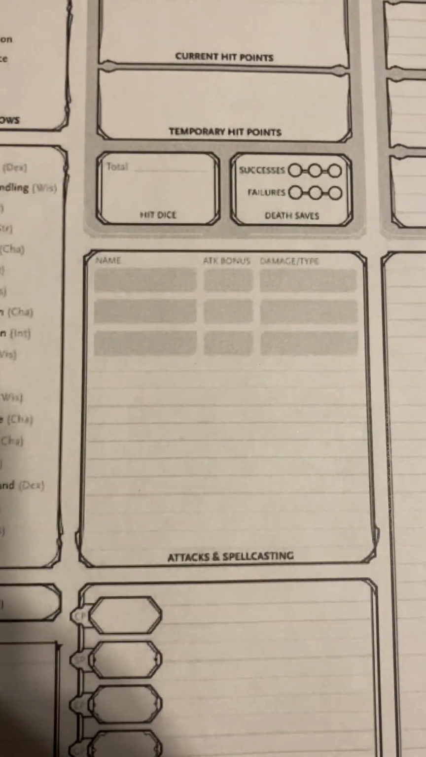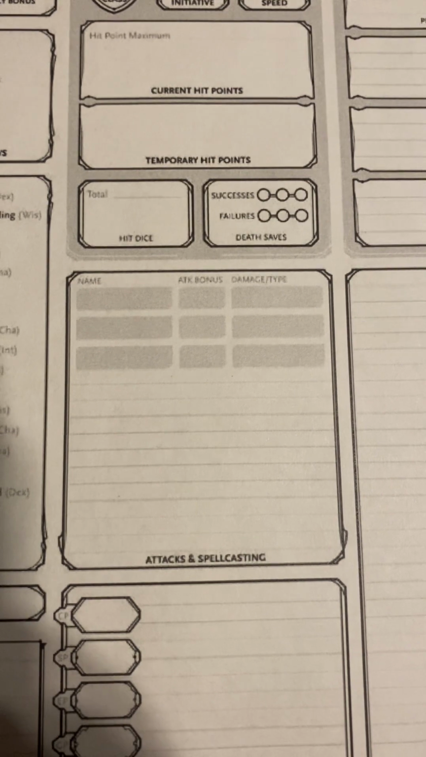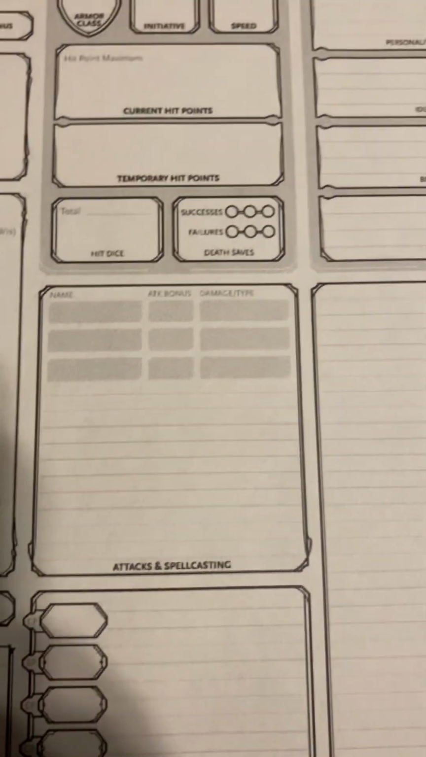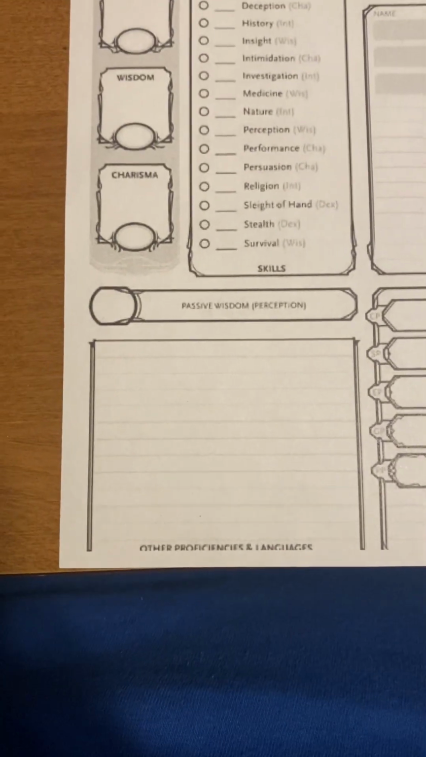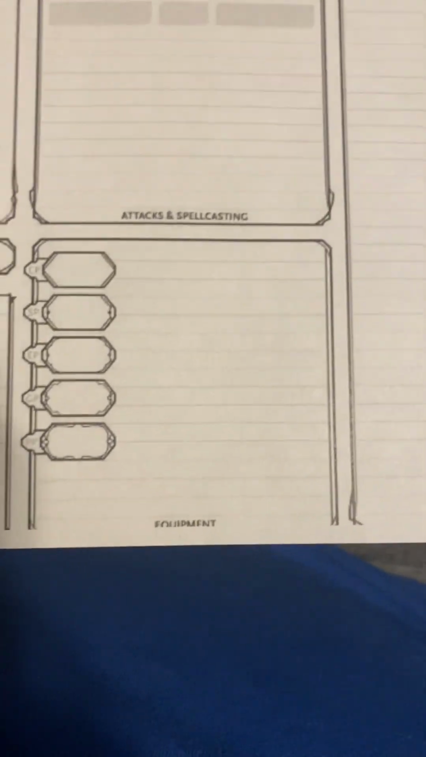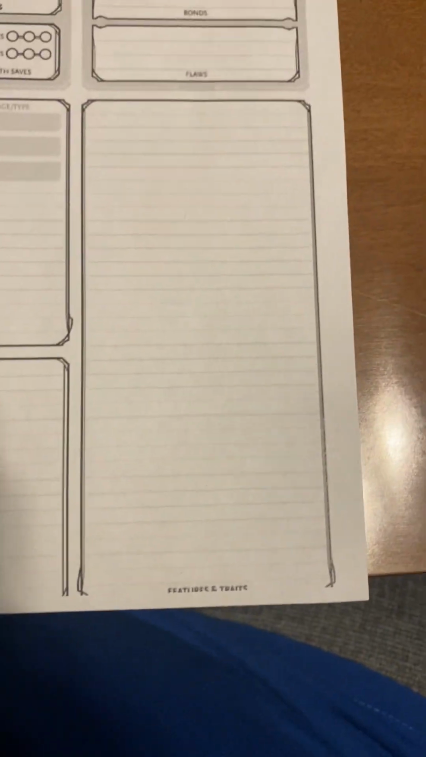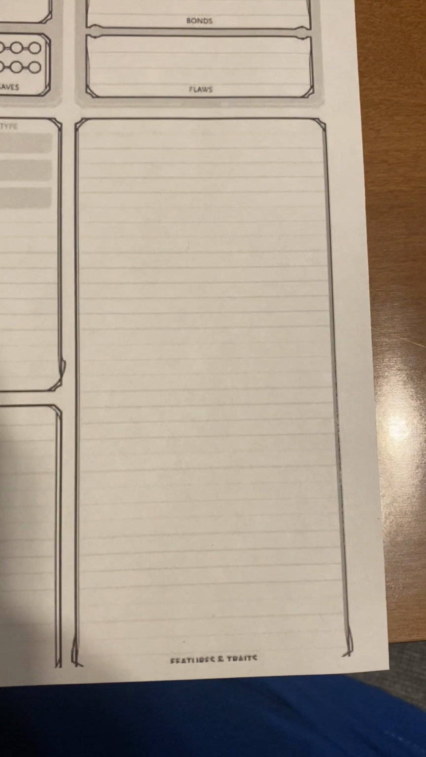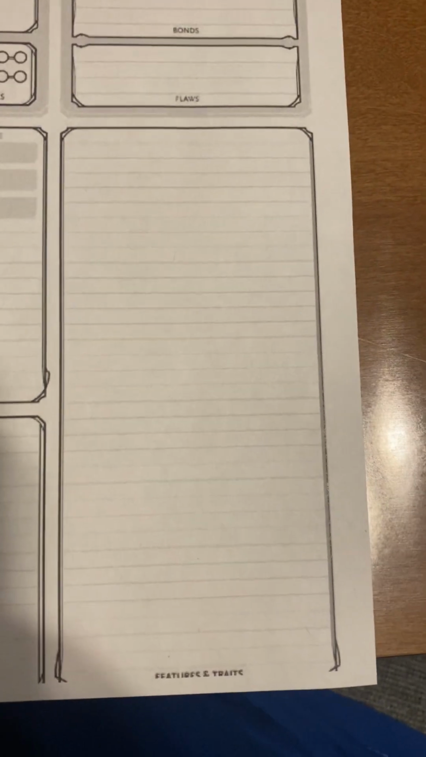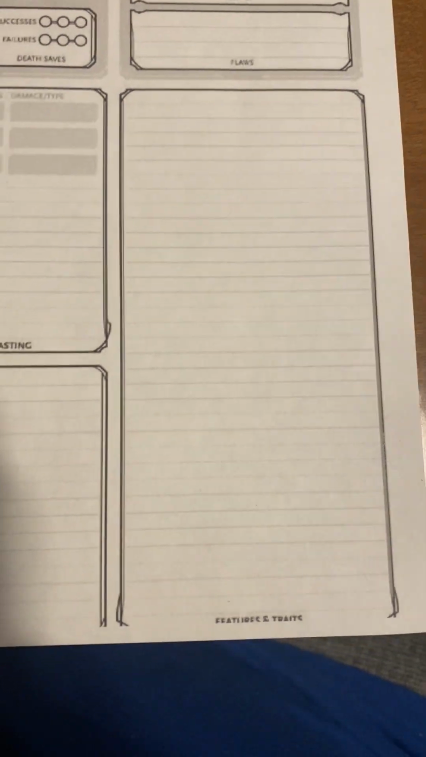Over here is where you'll put your weapons and spells, spellcasting abilities. Over here you'll put what you're proficient in or what you're trained in. Here you'll put your equipment, and here is where you put your special features that you get from your class and race. Now that we have our character sheet, let's get started.